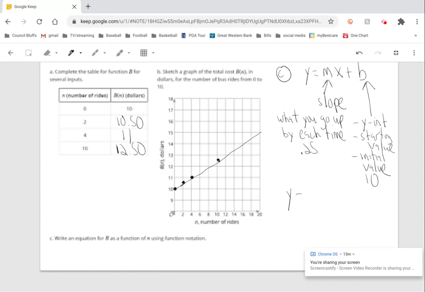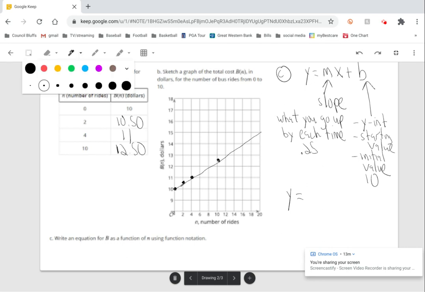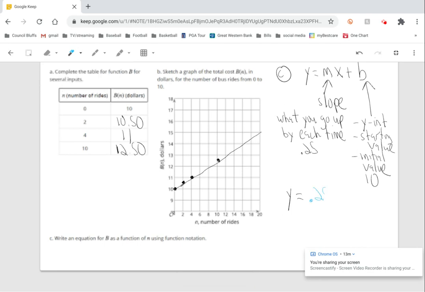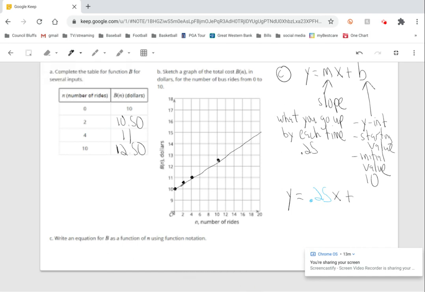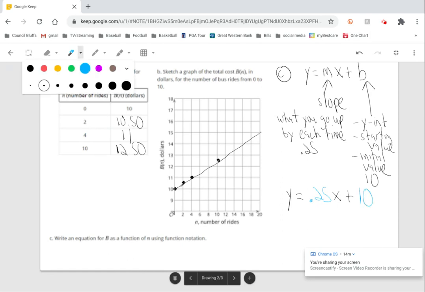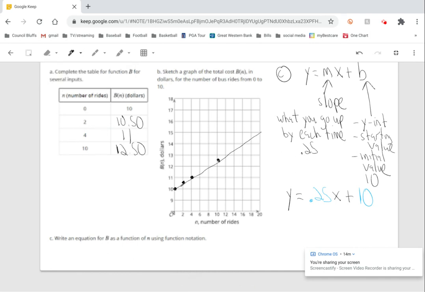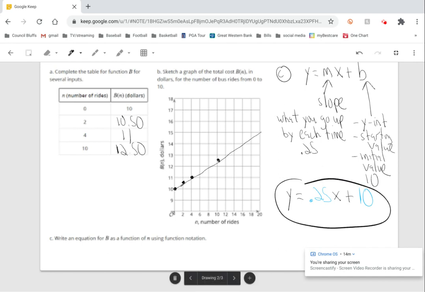So to put it all together, our equation is going to be y equals 0.25x plus 10. If we put that all together and plug in the appropriate numbers, we end up with 0.25x plus 10. That is the equation of the graph from Part B. And that is it for number 3.